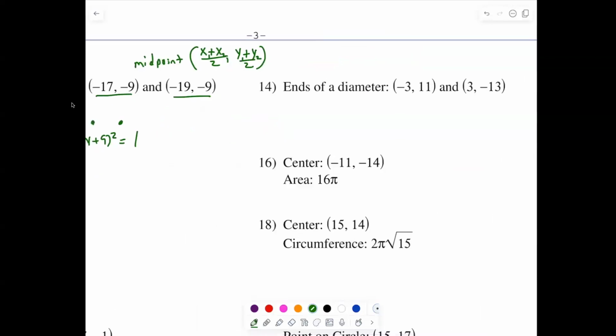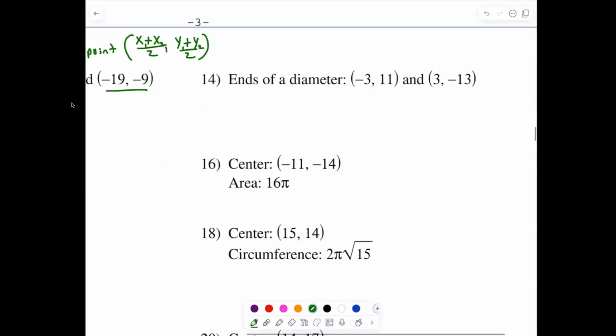Now 14, a little bit harder. Everybody look at number 14. I told you the midpoint is the center. So please tell me what the center is. Somebody said 0, comma, -1. Anybody agree with that? Anybody?